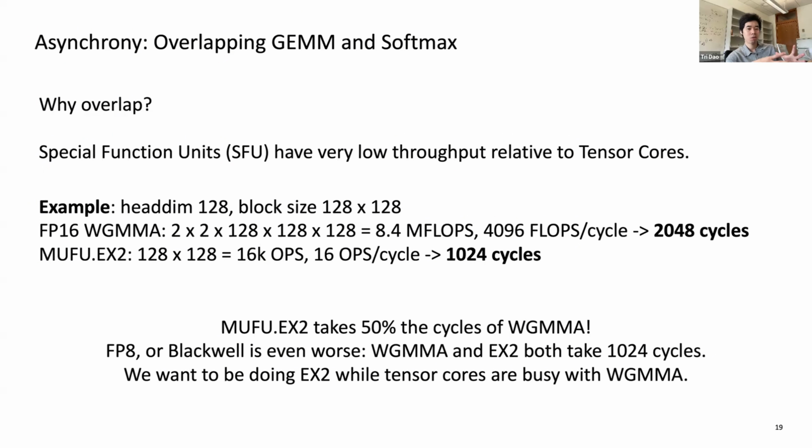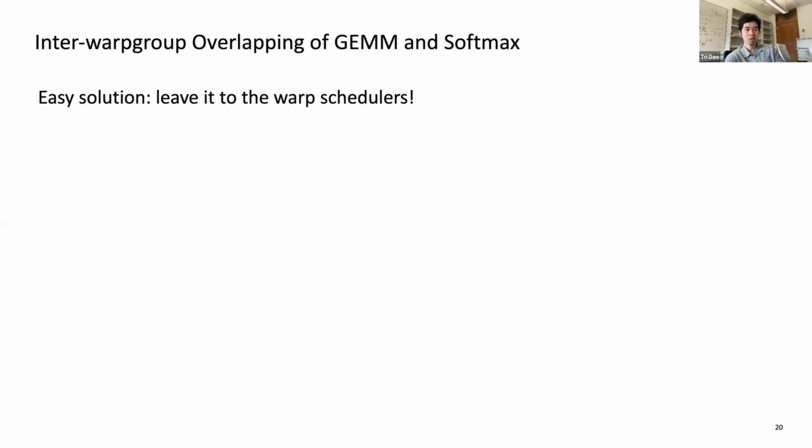That means we want the tensor core to be busy doing matrix multiply while all the other units are computing whatever is needed, so that the tensor cores are always busy. Right. Okay. So how do we overlap? So one easy solution is you don't do anything. By default, the hardware already has these warp schedulers that can do this automatically for you. This works reasonably well, but we can do better.